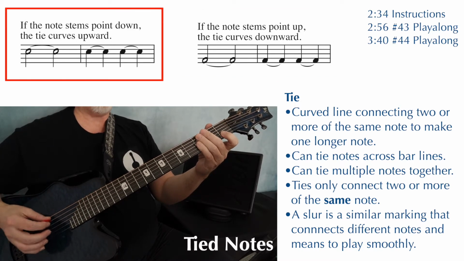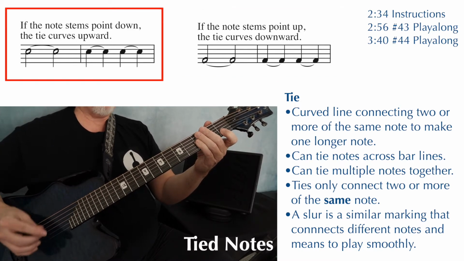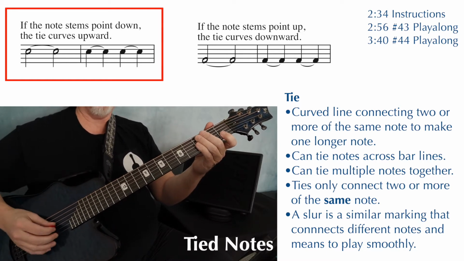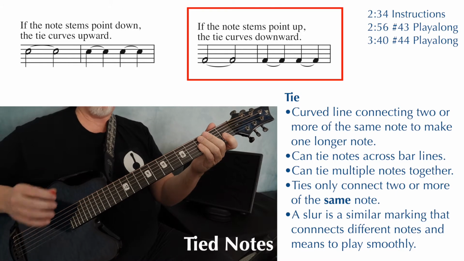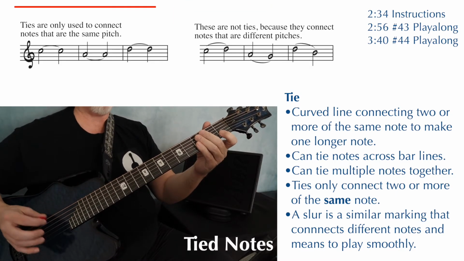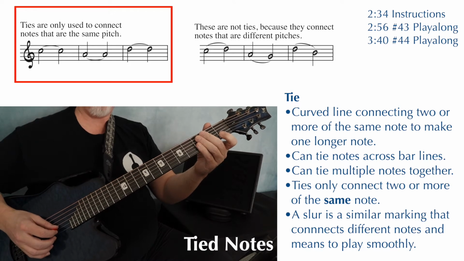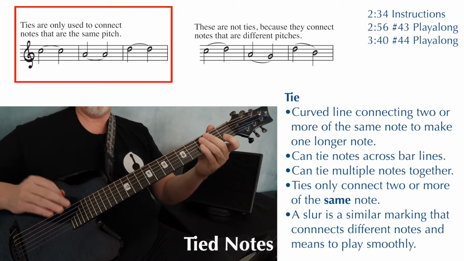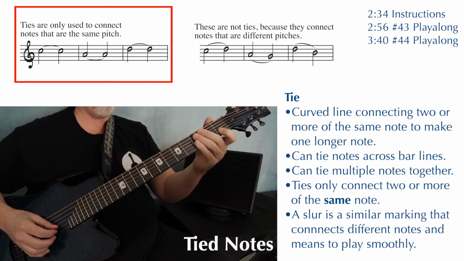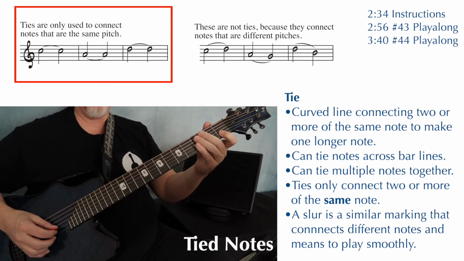As far as music notation goes, if the note stems point downward, the ties are usually going to curve upward. And if the note stems point up, the ties are usually going to curve downwards. And ties are only used to connect notes that are the same pitch. Now, pitch is your high and low. So it can only connect two C's. You can't tie one C to some other note.